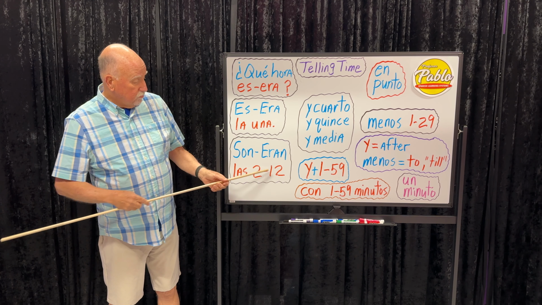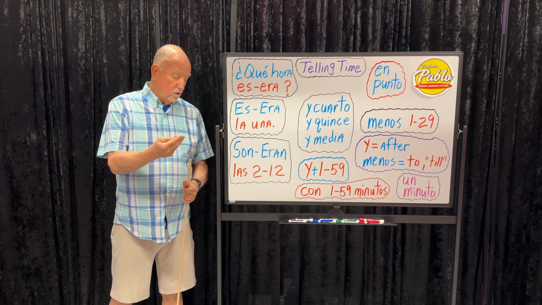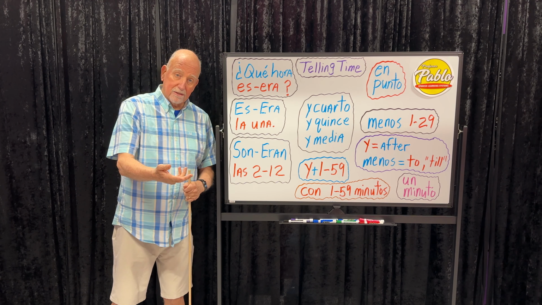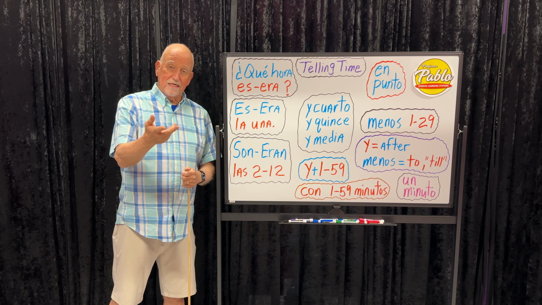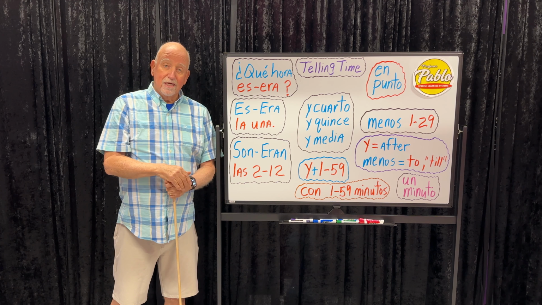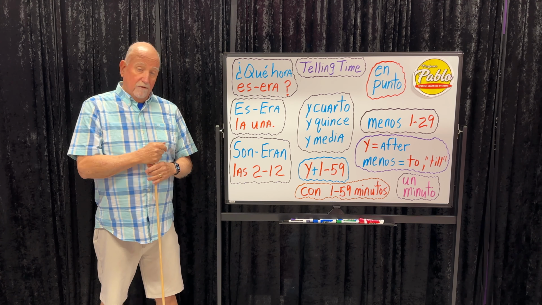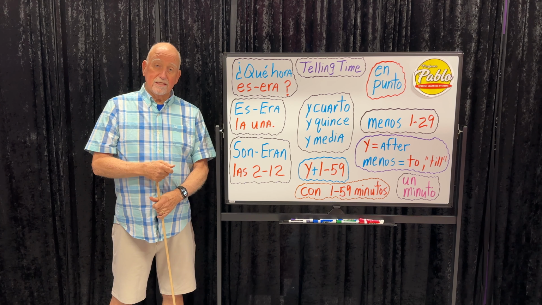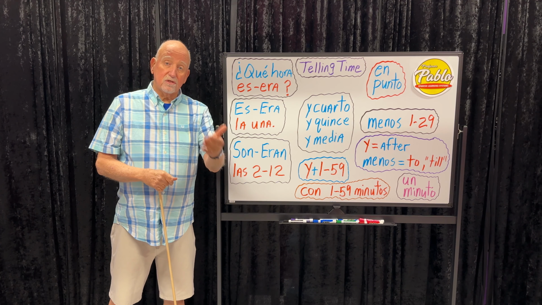Now, from 2 to 12 o'clock, if you want to say what time it is, you say son, and then you add on las dos, las tres, las cuatro, las cinco, las seis, las siete, las ocho, las nueve, las diez. We don't need to write down the numbers. Golly gee, we've had 3 lessons on numbers. We know our numbers well. If I want to say it's 4 o'clock, son las cuatro. It's 10 o'clock, son las diez. It's 12 o'clock, son las doce.